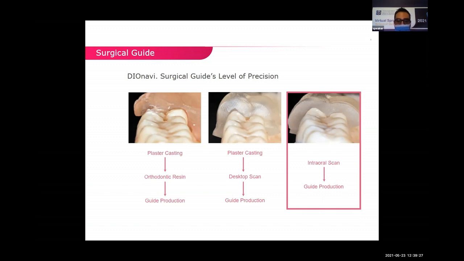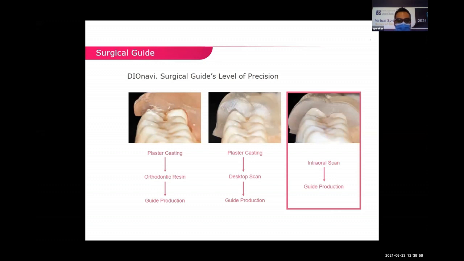The lab side scanners scan the cast, and in the software we could design the surgical guide on the scanning image, and after that we could print the surgical guide instead of using orthodontic resins. But in the last generation of the surgical guides, all the process is digital.